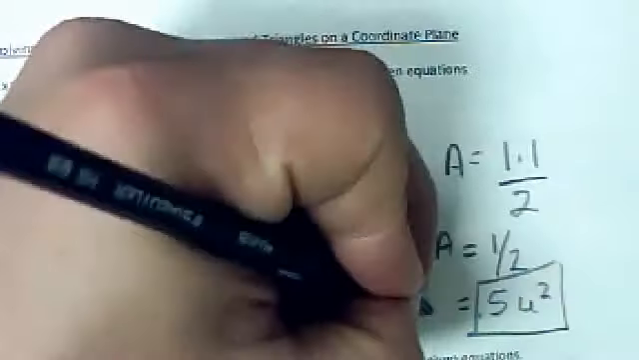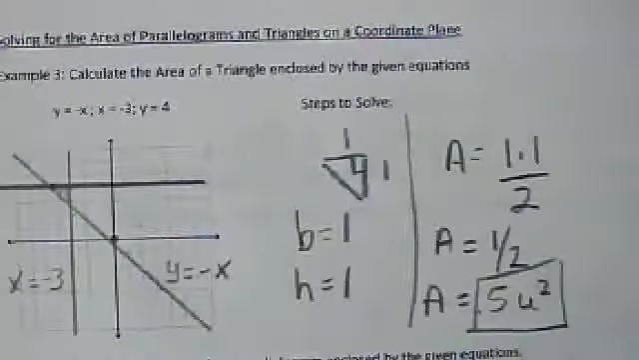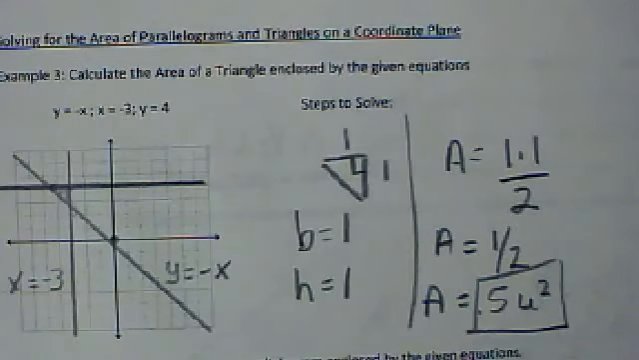This is going to give me an area of 1/2, and I'd like to express this as a decimal, just because it looks more like an area to me than a fraction. So 0.5 units squared would be the area of that enclosed triangle.